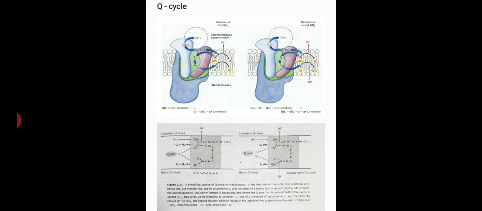The iron sulfur protein transfers the electron along the chain to cytochrome C1, which ultimately transfers this to cytochrome C. Cytochrome C is a mobile component of the electron transport chain and it transports the electron from complex 3 to complex 4. It carries one electron at a time.